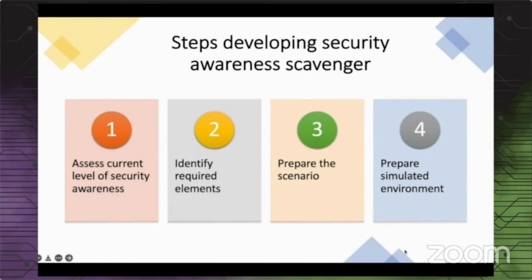If it's virtual, then I will be preparing the website. If it's physical, then I have to prepare the area. After preparation, I need to do a quick test and checkup to make sure everything is fine, and then I can publish it or initiate the game for the employees.